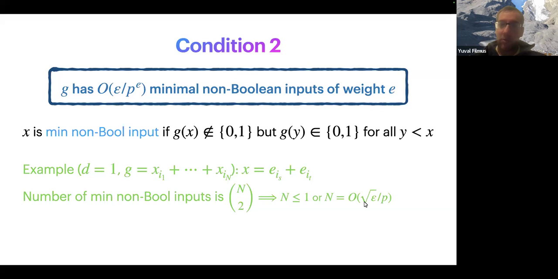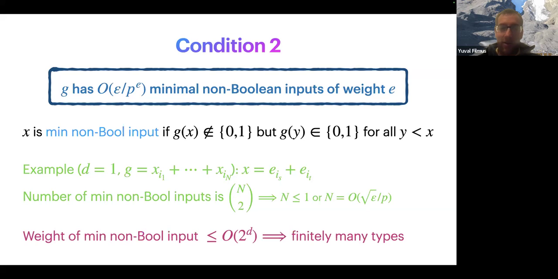For larger d, it's a more complicated condition. Now you can ask: this is not one condition, because there's a parameter e which determines the weight, so maybe these are infinitely many conditions. But as it turns out, all the minimal non-Boolean inputs have weight at most order 2 to the d, so this is really only finitely many conditions. In the paper, if you're very interested, you can look at the list of conditions in the case d equals 2. It will be somewhat long, and that's why it's not on the slide, but you can do this explicitly if you really want, at least for d equals 2.